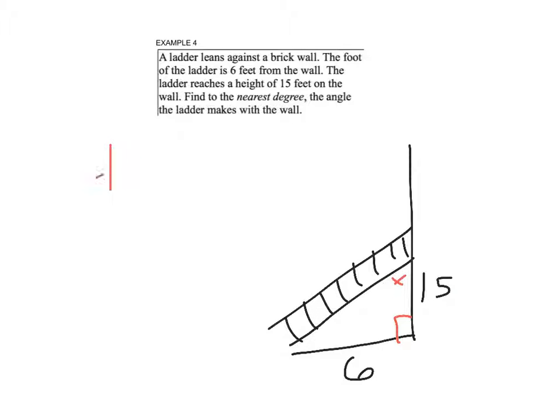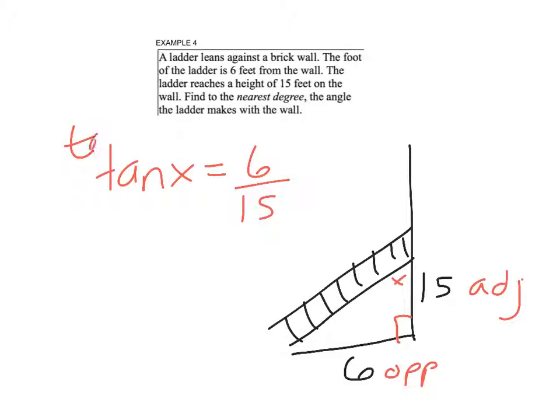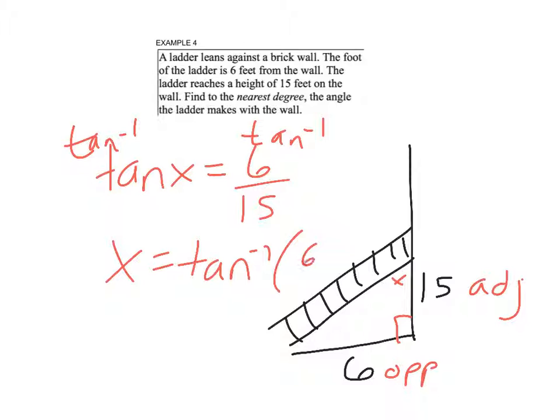So I have tan x equals, I have opposite and adjacent. So I have 6 over 15. I'll take the inverse tan of both sides. So I have x equals the inverse tan of 6/15. And I'm done. Okay, and you obviously are going to type that in and round it to whatever I ask you to round to.